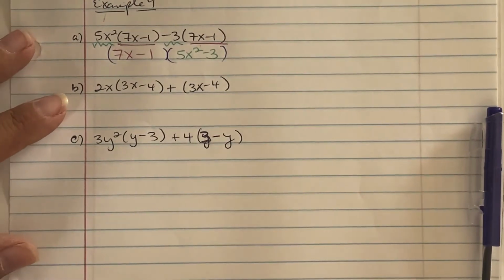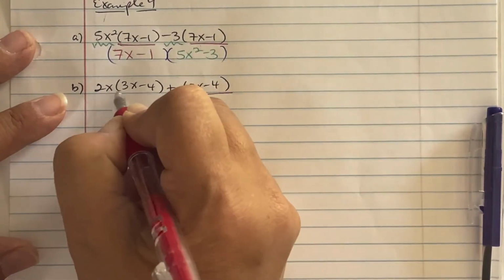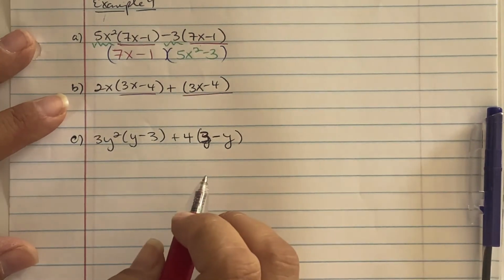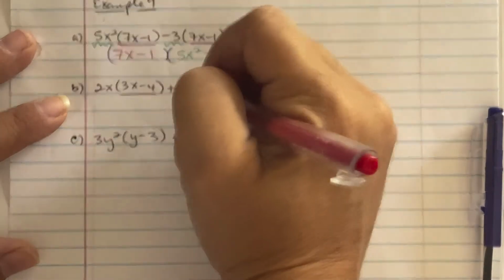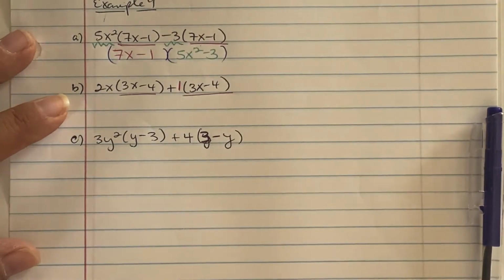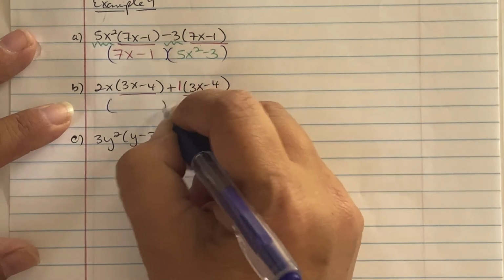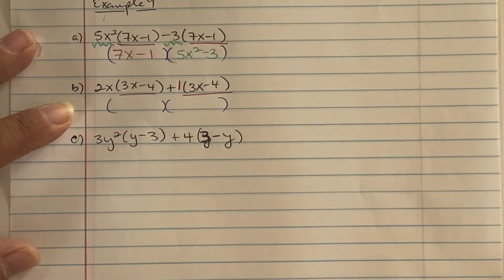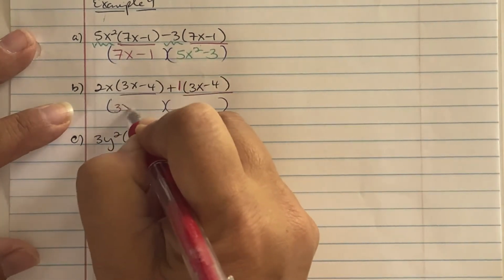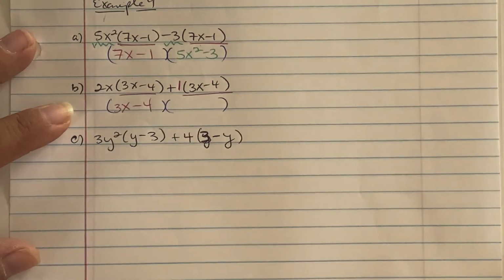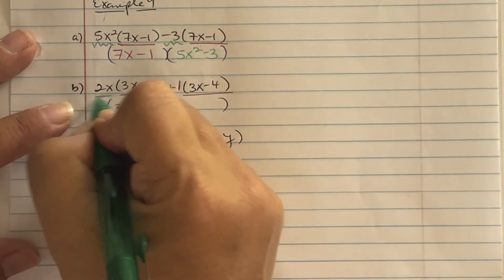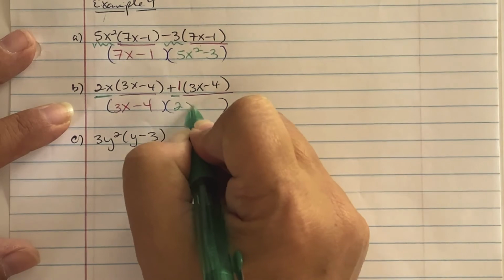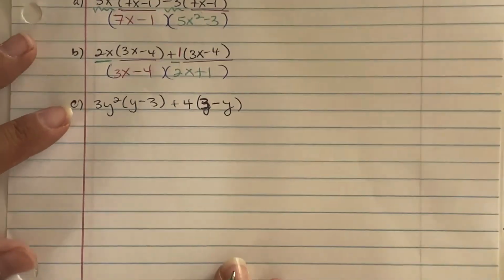On B, they both share the bubbles 3x minus 1. In front of this bubble, there's a 1 value that we don't see. It's there, it's just implied. So you get 2 bubbles. In the first one, we write what we have in common, which is 3x minus 4. And the second one is what was left over, 2x and a positive 1.